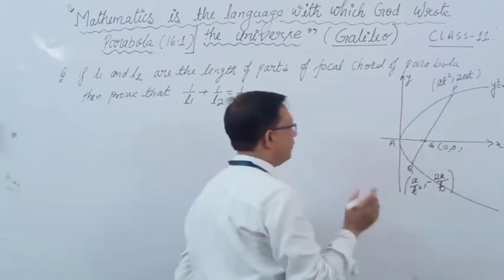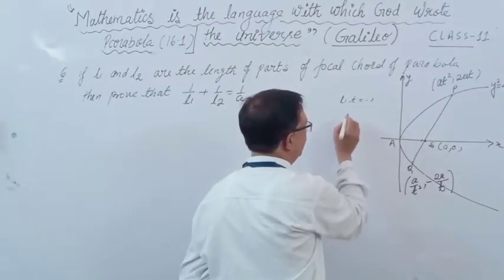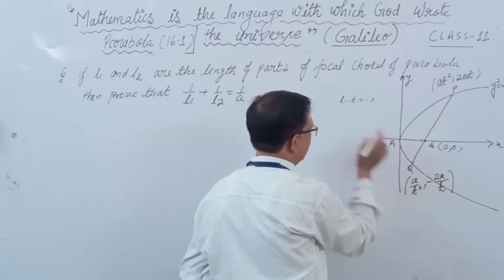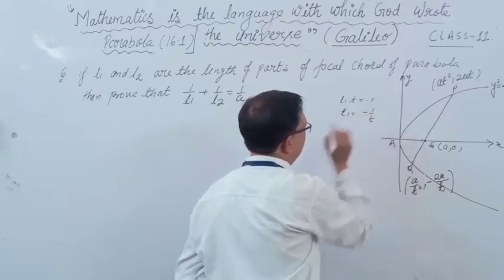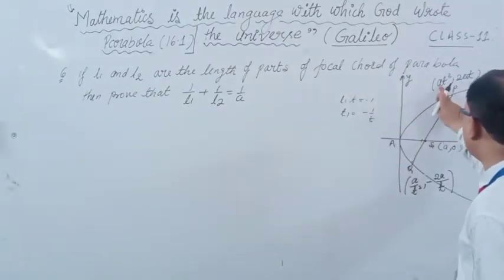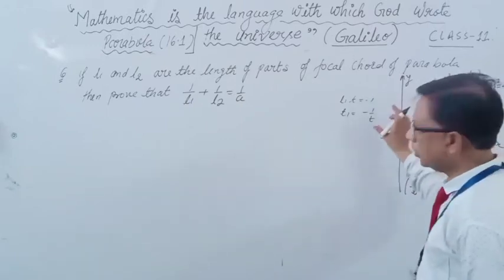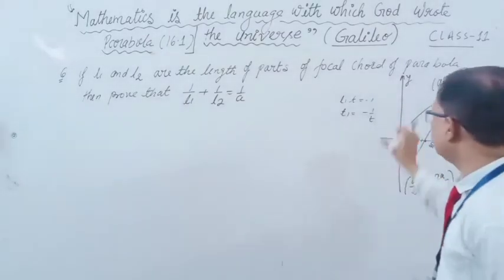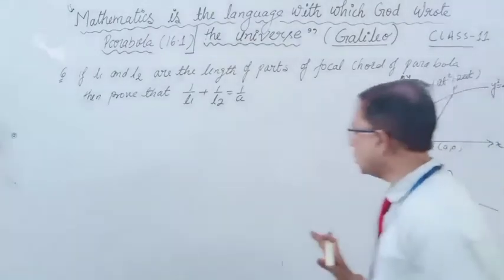Okay, in the previous question we found that t1 into t2 is equal to -1. So if we find the coordinate of this point, simply we put -1 upon t in place of t. So this is a upon t square and -2a upon t. This is the fundamental of the question, okay friends.